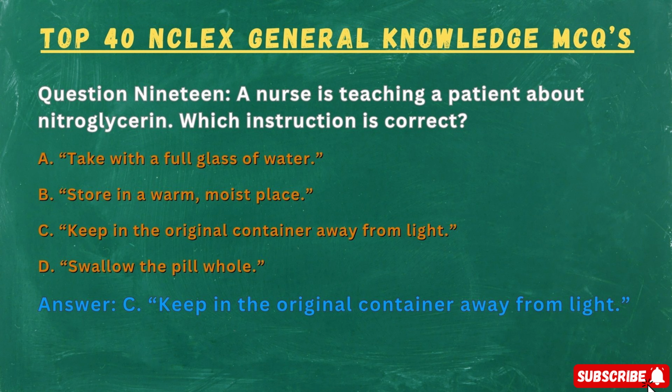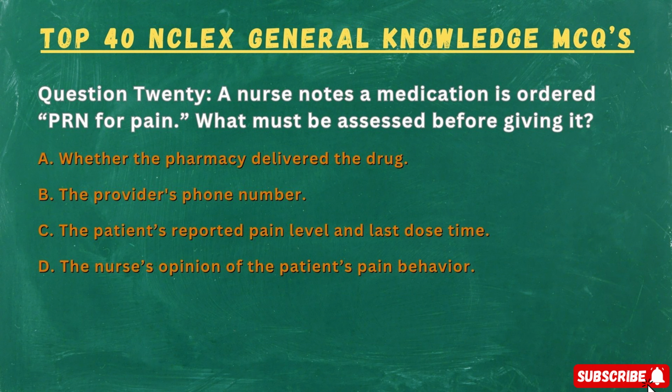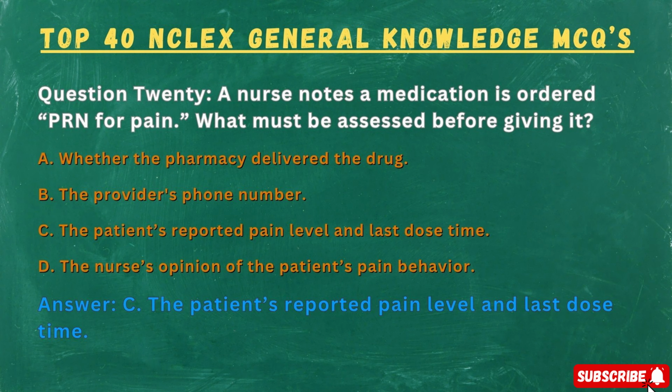Answer: C. Keep in the original container away from light. Question 20. A nurse notes a medication is ordered PRN for pain. What must be assessed before giving it? A. Whether the pharmacy delivered the drug. B. The provider's phone number. C. The patient's reported pain level and last dose time. D. The nurse's opinion of the patient's pain behavior. Answer: C. The patient's reported pain level and last dose time.